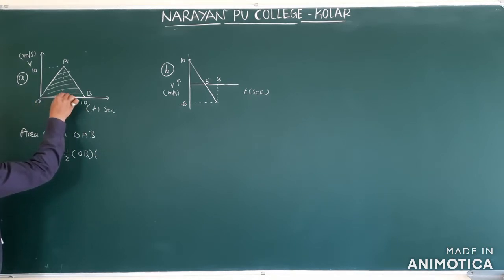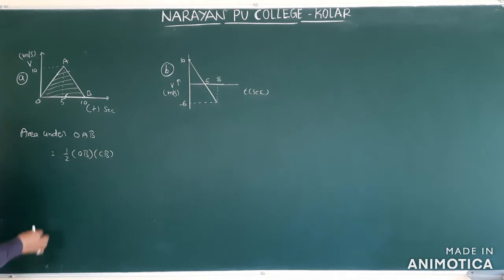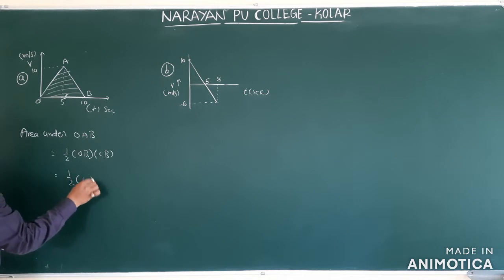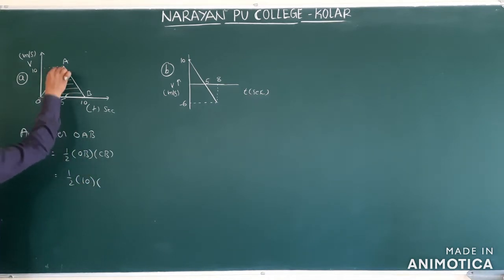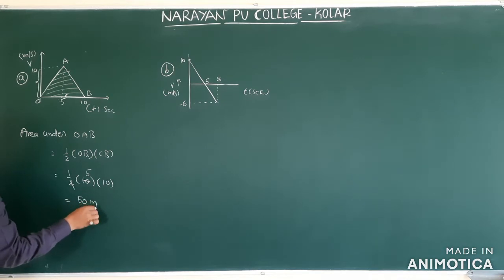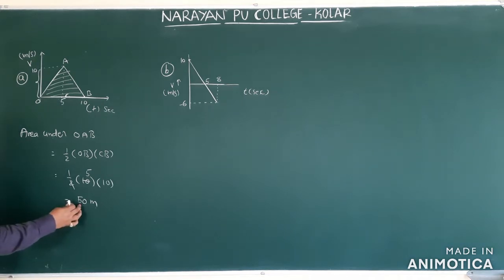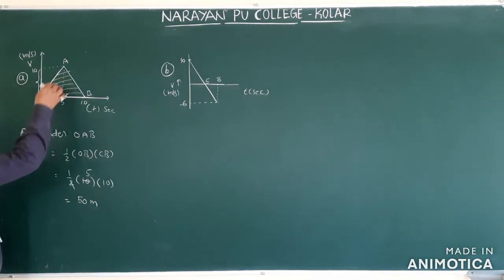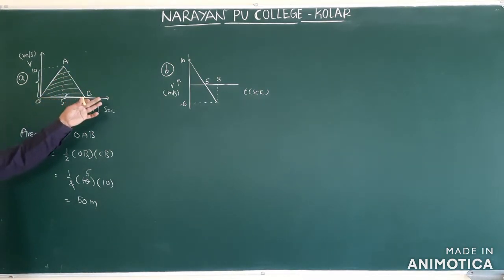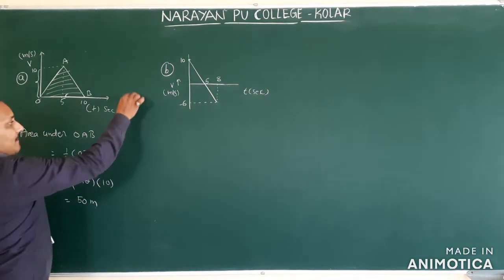If you have taken C, then CB is the height. What is the OB value from here to here? 10. CB, this height, how much did they give? 10. This is the height. Therefore, half times 10 times 10 gives 50. So the area under the velocity-time graph gives displacement. Therefore displacement is 50 meters. Here distance is also the same because it is moving only along the positive axis, upwards, therefore you don't need to apply negative. Therefore both distance and displacement will be the same for the first graph.